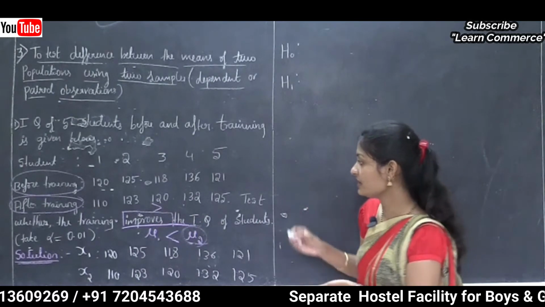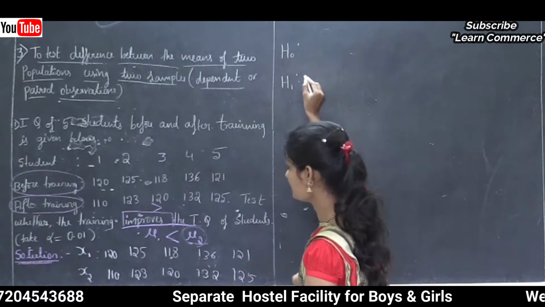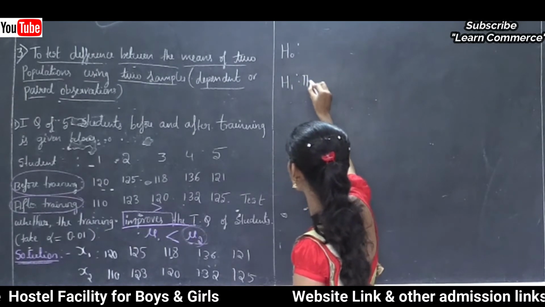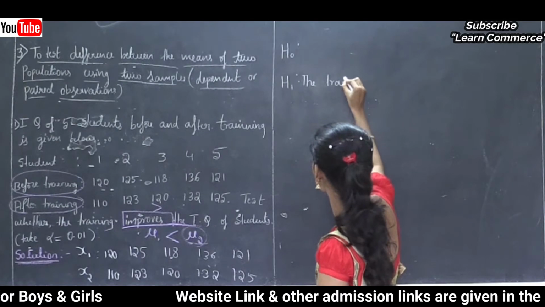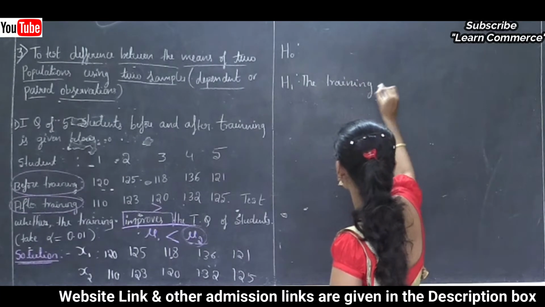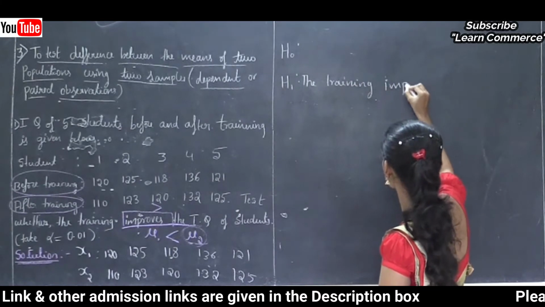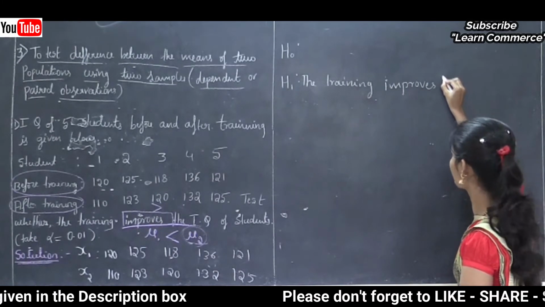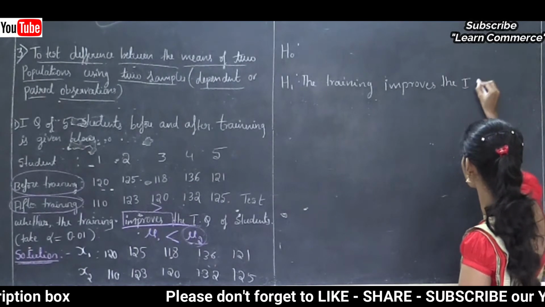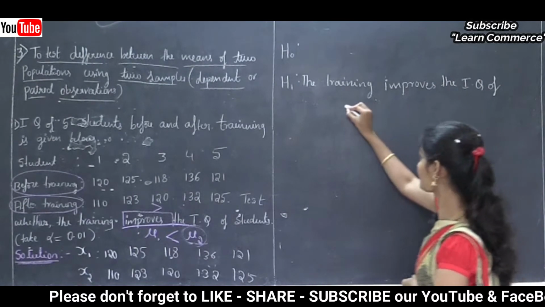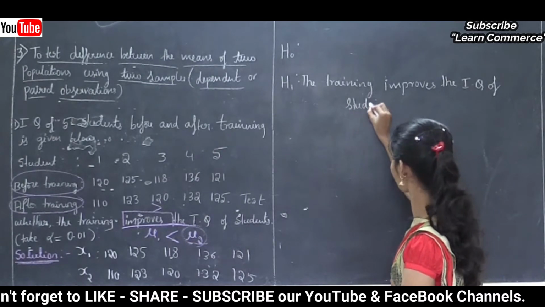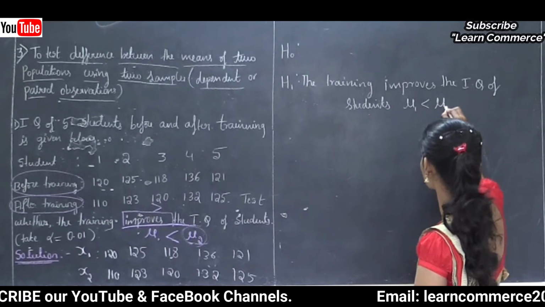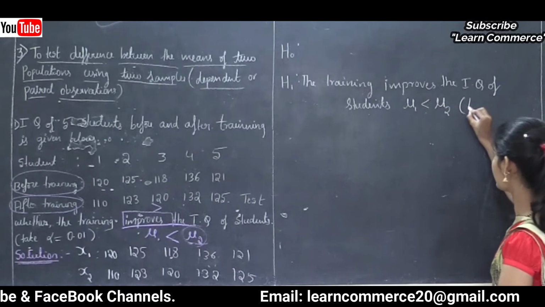So here H1 is that the training improves the IQ of students, that is mu1 less than mu2. If it is less than, that is a left tail test.